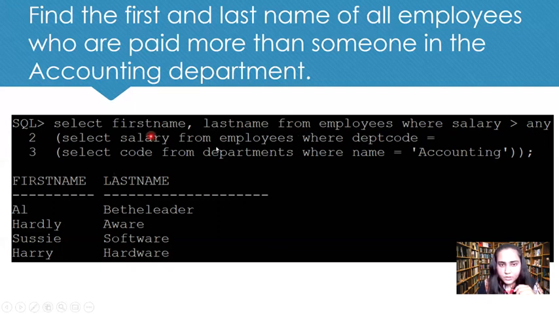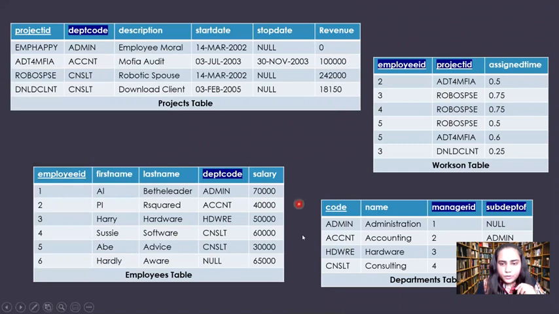So we wrote select first name, comma last name from employees where salary is greater than any salary that you got here. So let's see this. First of all, the code for accounting is ACCNT. Check in the employees table. There's only one person in accounting, that is Pi R Squared, and that person has a salary of 40,000. So basically what you're trying to do is find people with salary greater than 40,000, which we have done before in this video itself. But the thing is that you do not know that there's only one person in the accounting department. Without seeing the data, you cannot tell that.